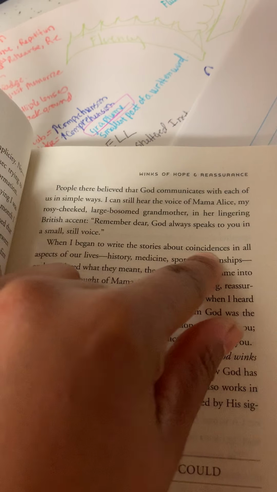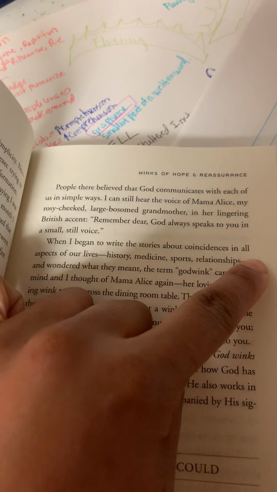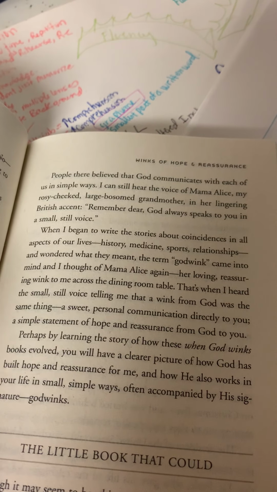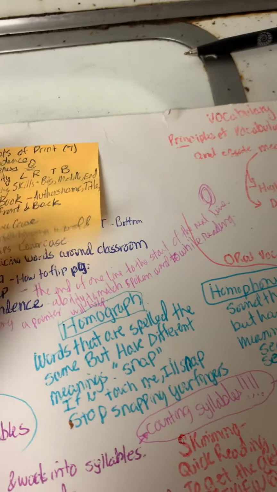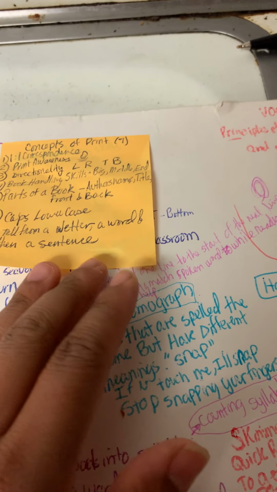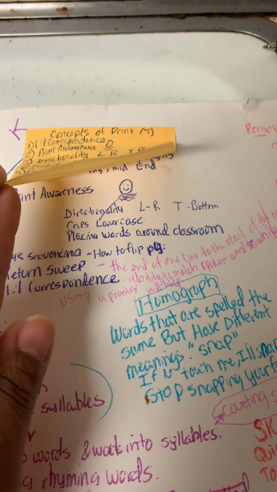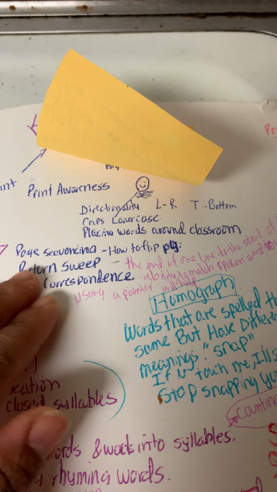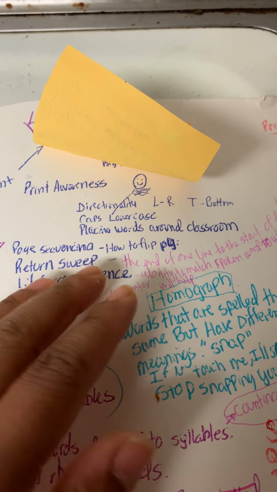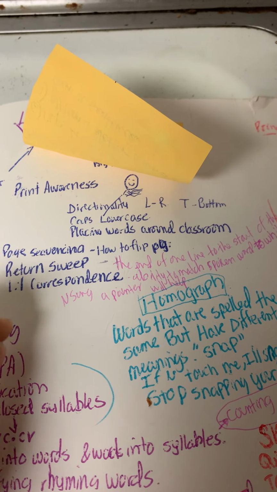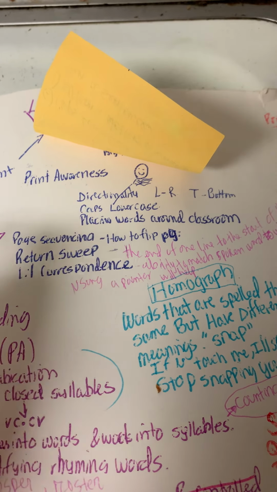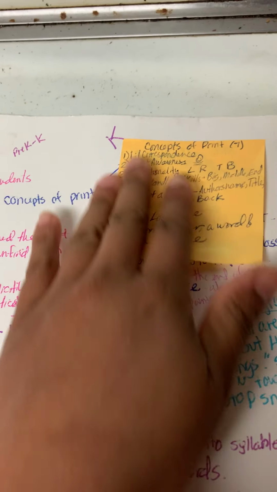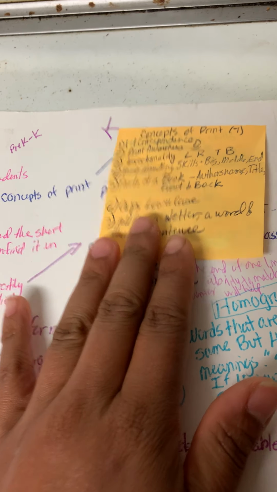Being able to follow in sequence from left to right and being able to sweep back to the next sentence, that is called return sweep. Once again, these things do not mean that the kid can read. It just means they can do these skills. Okay? Page sequencing, basically how to flip a page. And we already went through one-to-one correspondence, being able to identify that. So these are the concepts of print, okay?